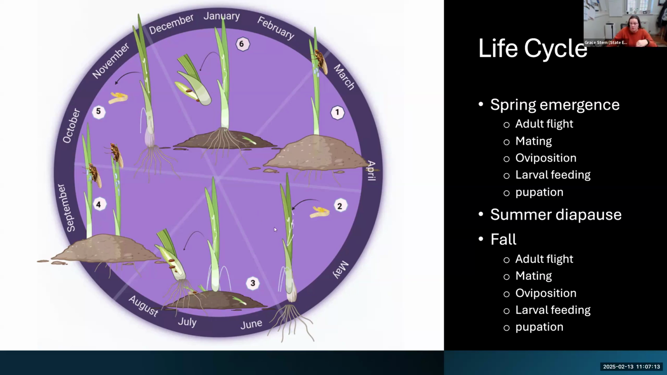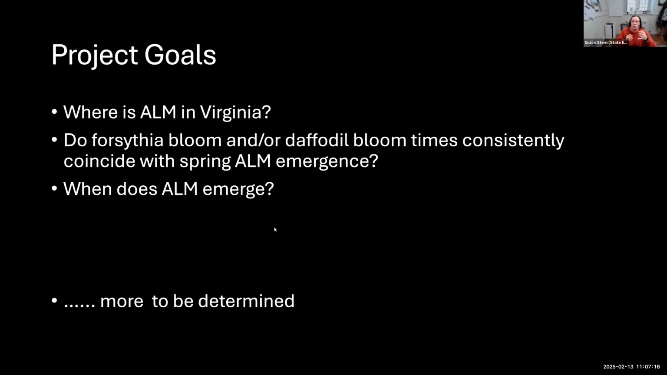What we're concerned with specifically for this project is where allium leaf miner is in Virginia and when does it emerge, and if there are any seasonal indicators such as forsythia bloom or daffodil bloom that can accurately predict or coincide with allium leaf miner emergence. There's been a lot of work already done on this pest in other states, specifically more onion producing states, regions with a larger onion, garlic, shallot, leek, ornamental allium industry. But we are in a slightly more southern region.